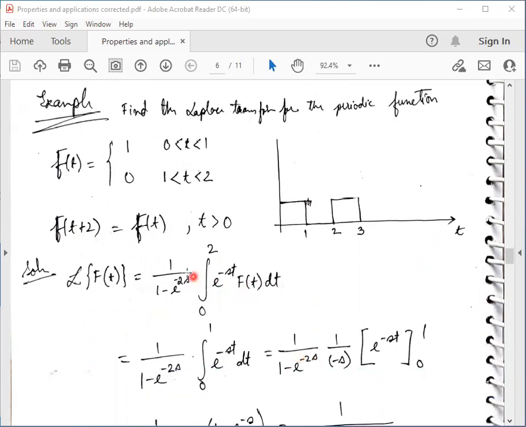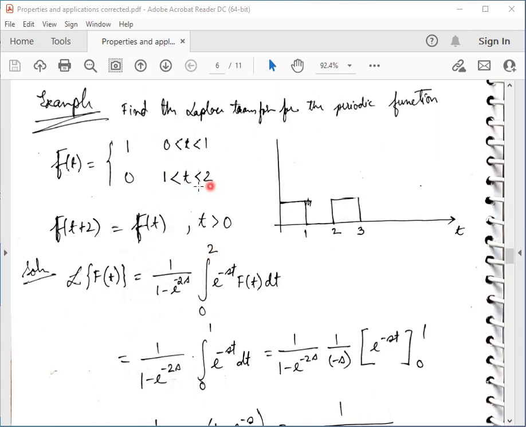Now let us simplify this. This range of integration is 0 to 2. Here the function is defined in two different ranges, 0 to 1 and 1 to 2. So when we take the integral, we should split this integral into two integrals, first from 0 to 1, then the other from 1 to 2. That is, we should write this integral as the sum of two integrals, where in the first integral the limit is from 0 to 1, and in the second integral the limit is from 1 to 2.